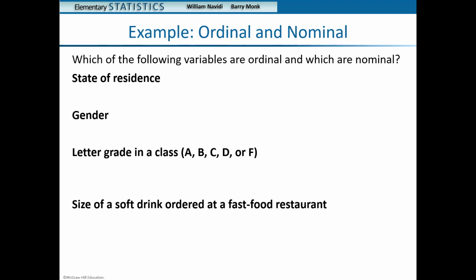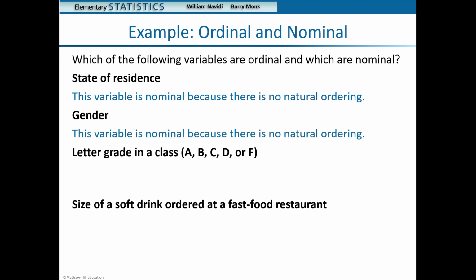Which of the following variables are ordinal and which are nominal? State of residence. This is qualitative because the categories would be the different state names, but it's nominal because there's no natural ordering. There's no natural way of arranging the state names. Gender, again, is qualitative, but it's nominal because there's not a natural ordering among those gender category names.